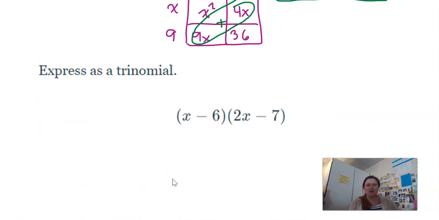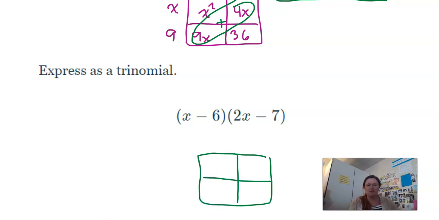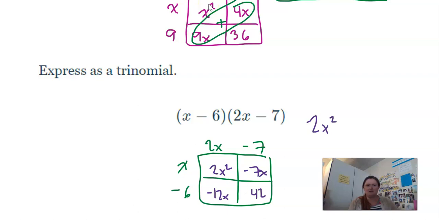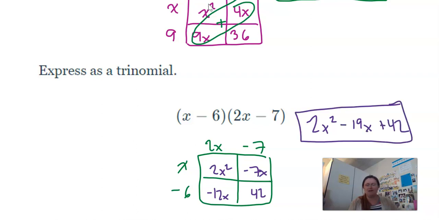So I would start this one by making my box that I'm doing my math on. I would write x minus 6 on the side and 2x minus 7 on the top. Multiply, that's 2x squared minus 7x minus 12x plus, and I'm going to add my x's, so I have 2x squared, negative 12 and negative 7 makes negative 19x plus 42.